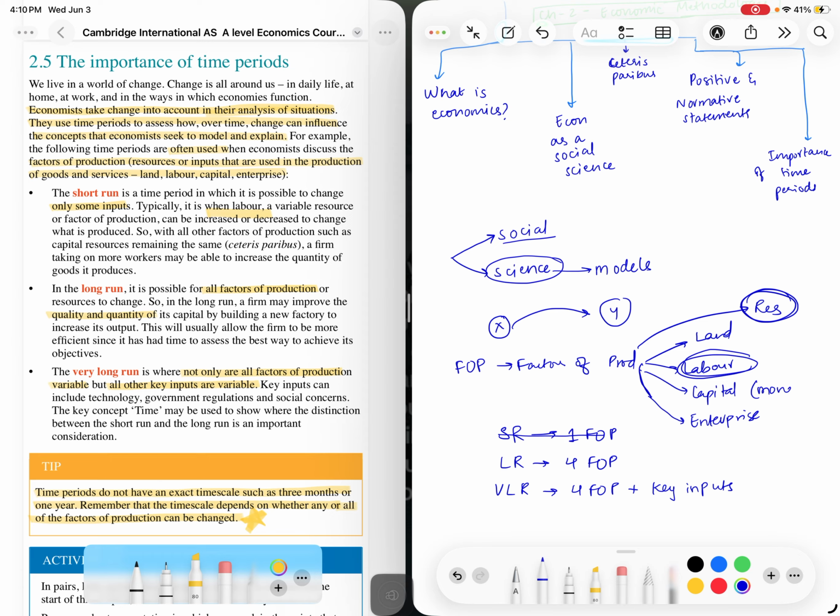So for short run, it is one factor of production changing. Long run, all four of them changing. Very long run is all four factors of production changing in the environment, along with key inputs such as government decisions, technology, all of them changing. So that's the end of this chapter.